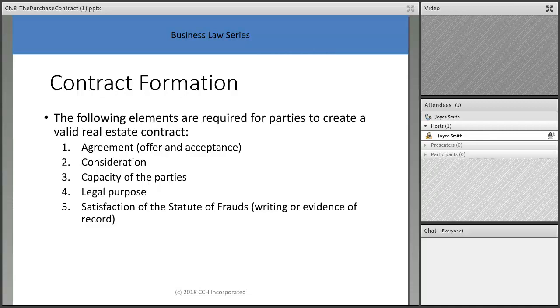So, contract formation. This is any contract. Elements are required for parties to create a valid real estate contract. You have to have an agreement. So an agreement is offer and acceptance.